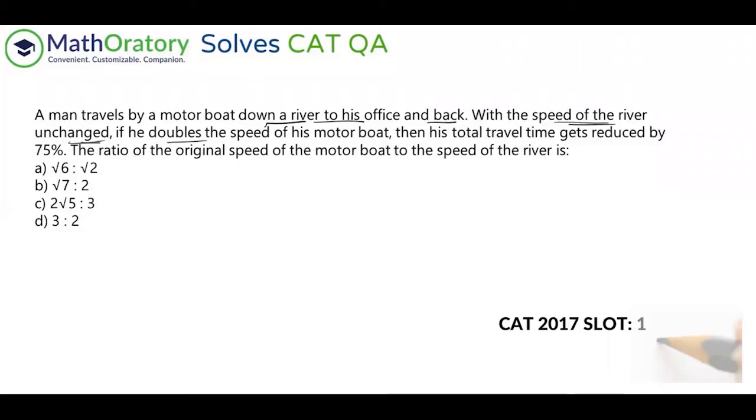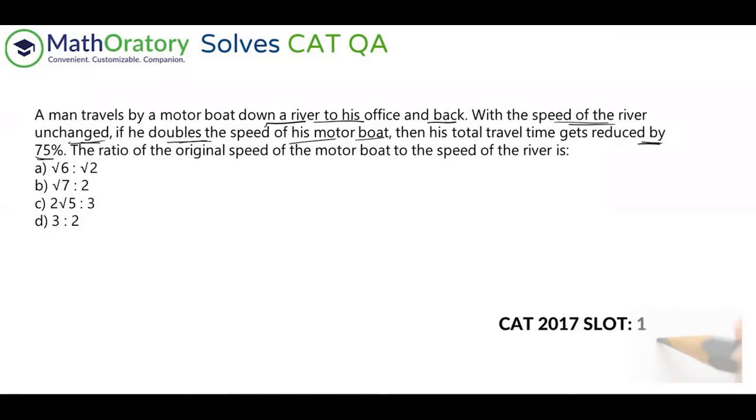He doubles the speed of the motorboat, so the motorboat speed changes, so the downstream and upstream speeds also adjust accordingly. Then his total time gets reduced by 75%. So if the total time is reducing by 75%, the time is becoming 25%, right? So effectively the time becomes 25% or one fourth.